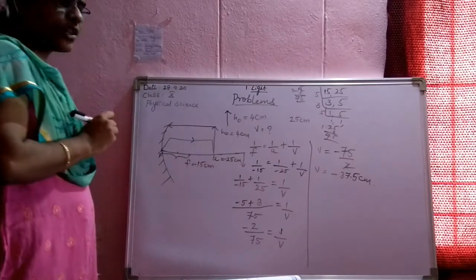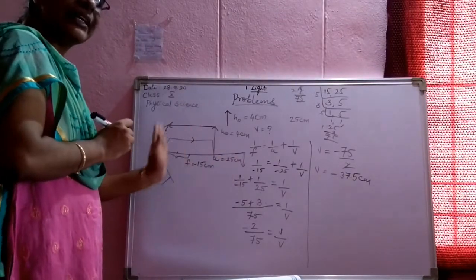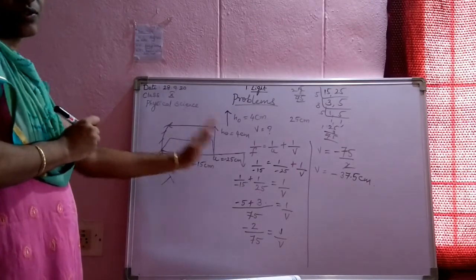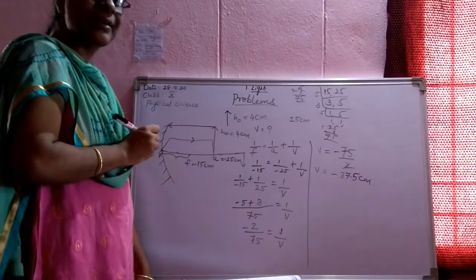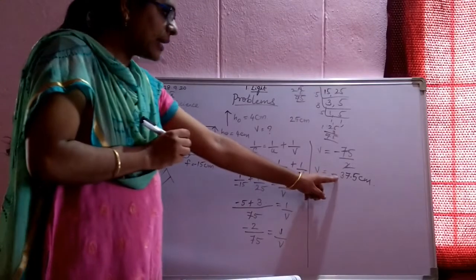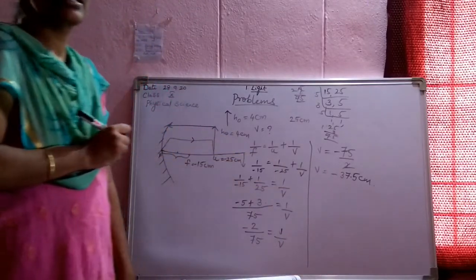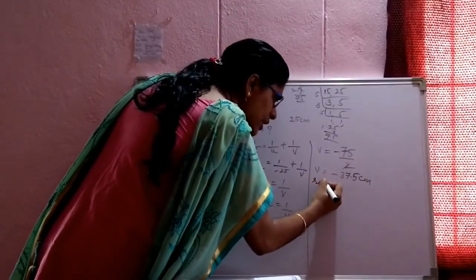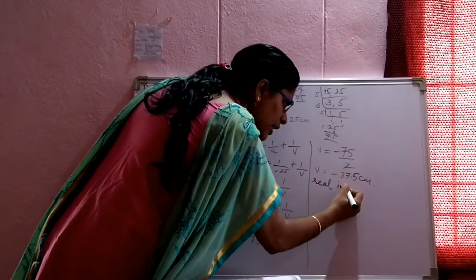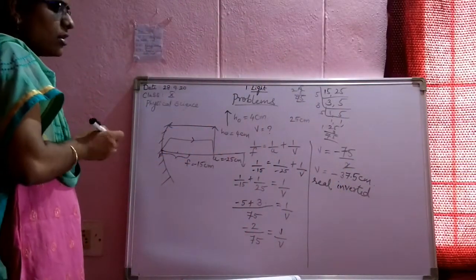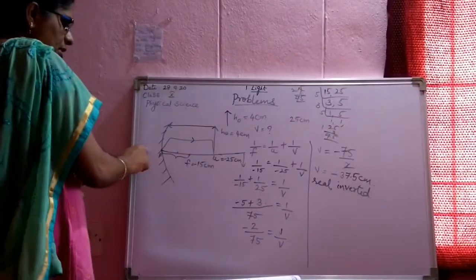Minus indicates you will be getting the image in the opposite direction of the incident rays. What I said before, for a mirror, all the real images are inverted. Minus indicates the image is inverted. Hence, by using this, I can say it is real, inverted.